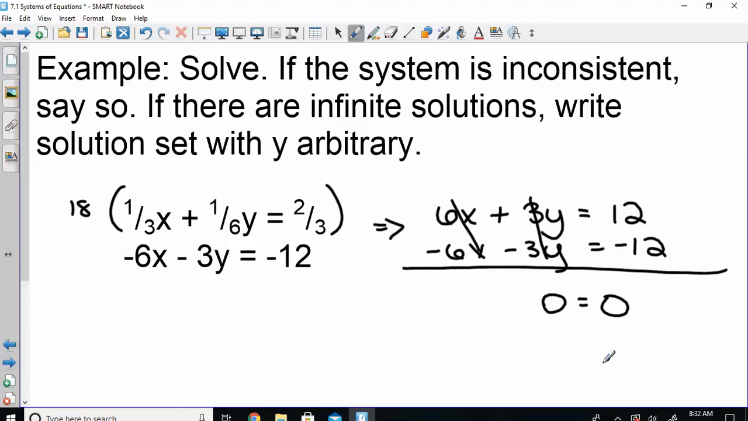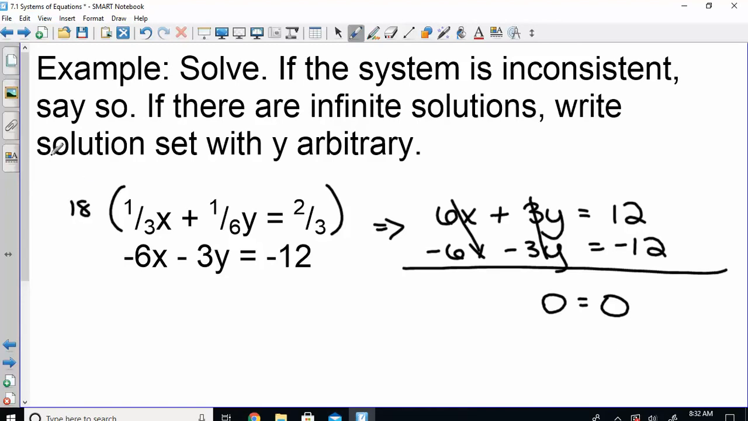What it means is these are two equations for the same line. So every point on that line is a solution. This is probably the one new piece. In Algebra 2, you would just write infinite solutions and stop there. We're going to be a little more specific this year. So our directions say write the solution set with y arbitrary when we have infinite solutions.